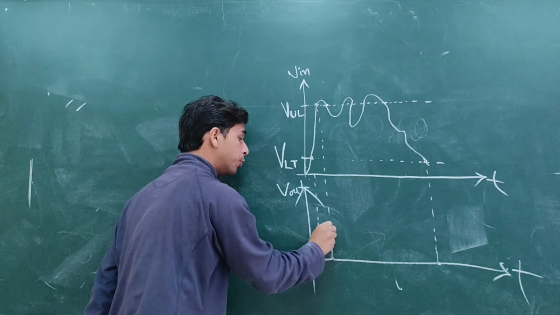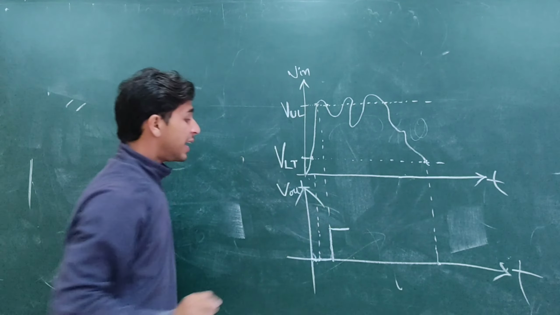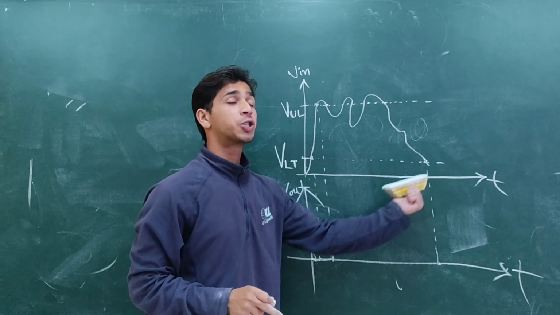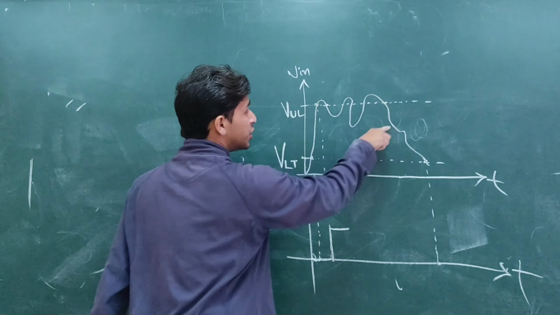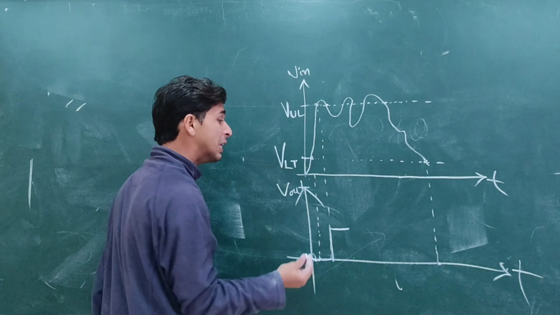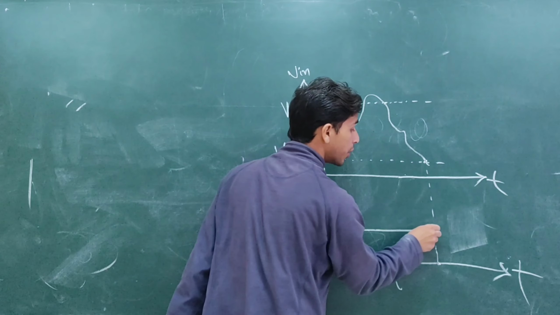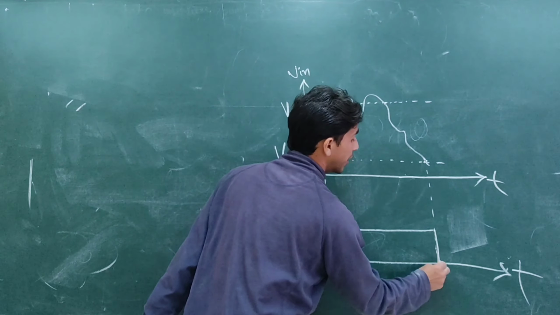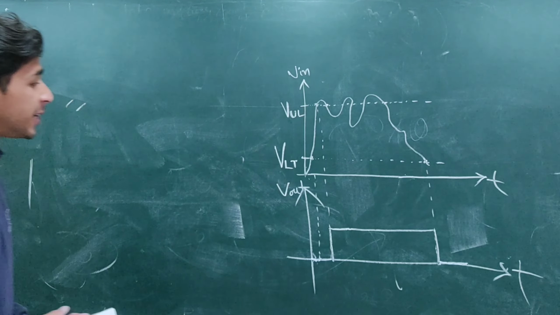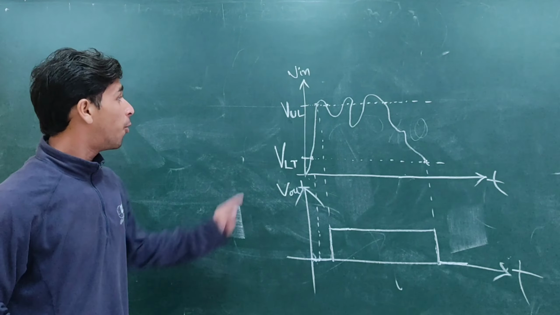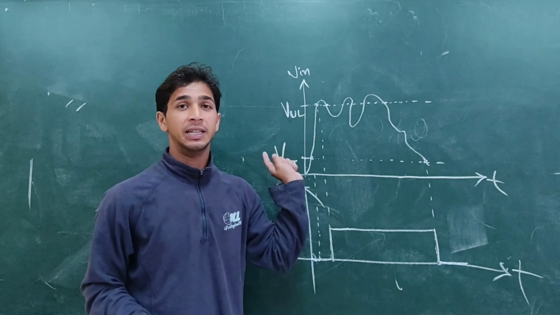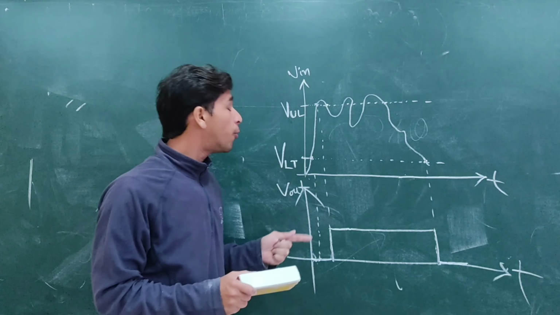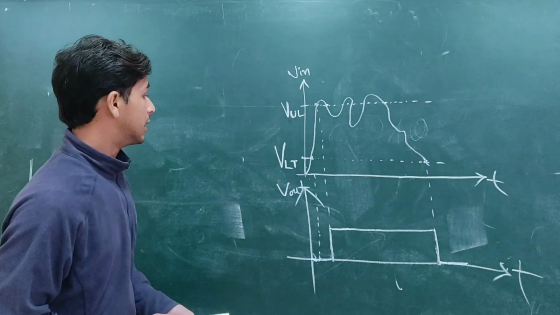So at this point our output will become high, and it will remain high until the input again reaches the lower threshold limit. This means in this region our output will remain high, and only at the point where it reaches the lower threshold limit does the output become low again. So you see, this is the output characteristic for this type of noisy input signal. By doing this, we can remove the noise from our input signal.